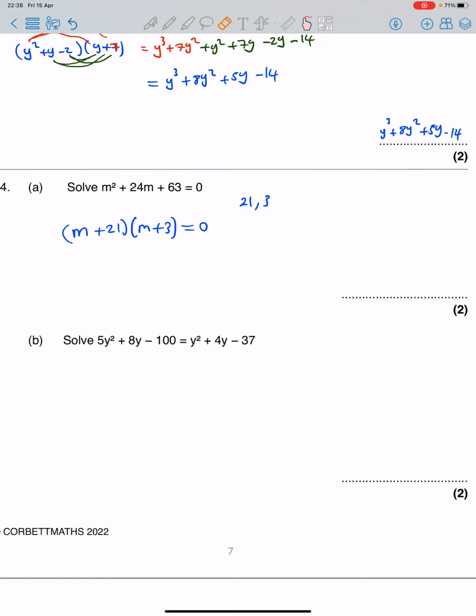If we're looking just for whole numbers, there are fewer possibilities of whole numbers that add up to 63 than there are possibilities of whole numbers that add to 24. That's what I would say. It's one tip going forwards.